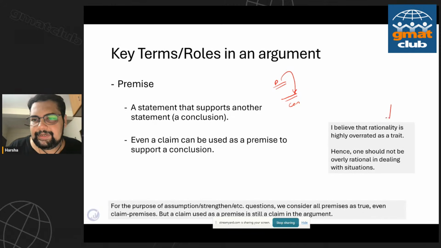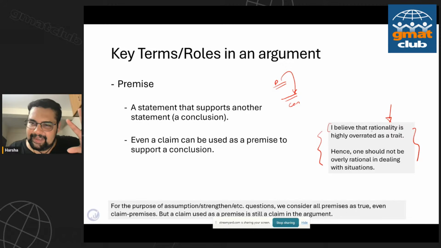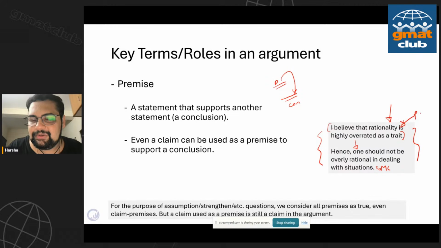Now here's an example of that. You can judge this argument all you want, but it is an argument. Let's say I give you this first statement: I believe that rationality is highly overrated as a trait. Again, don't judge me for these arguments. So I believe that rationality is highly overrated as a trait. And based on this belief that I have, I'm making this conclusion, which is, hey, therefore, one should not be overly rational in dealing with situations. Is this an argument? Yes. Is this the main conclusion? Yes. Is this a premise? Yes. But it's also not a fact. It's my belief, and my belief is being used to arrive at a conclusion, right?